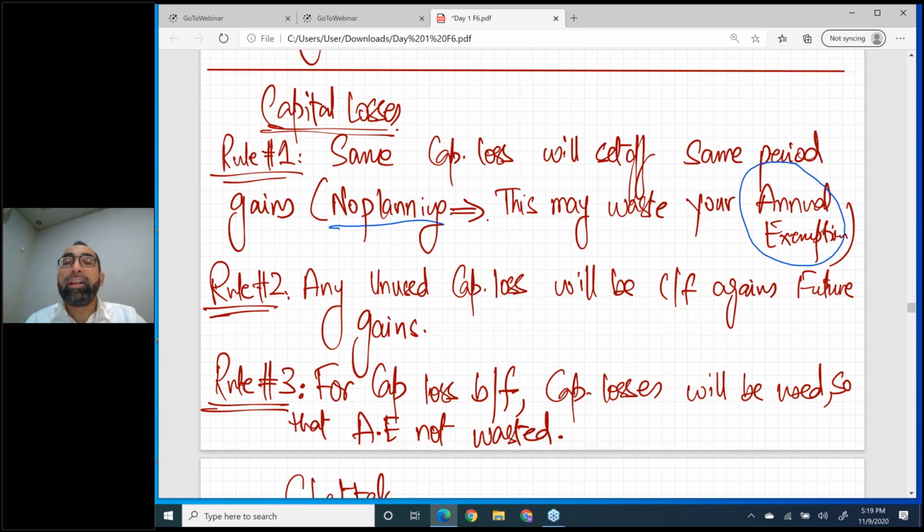Okay, so be careful. Current year capital loss, it's no planning, it just sets off your gain. But brought forward capital loss, you have to do planning. And in brought forward capital loss, you must use your capital loss up to the extent that your annual exemptions are not wasted. So be careful.